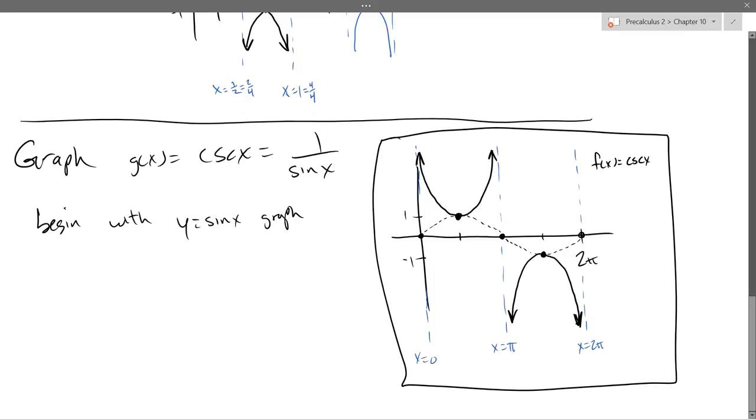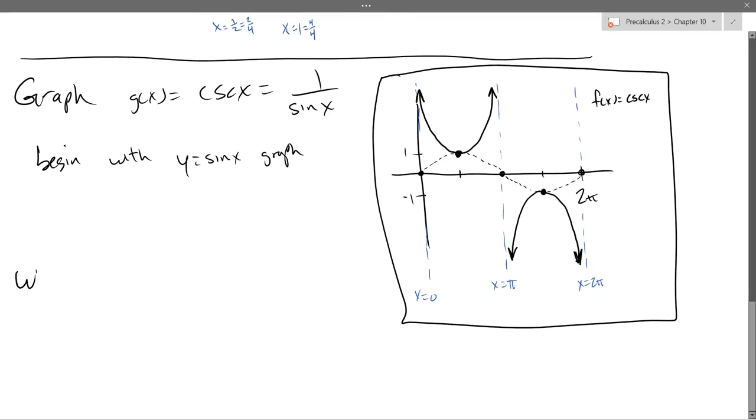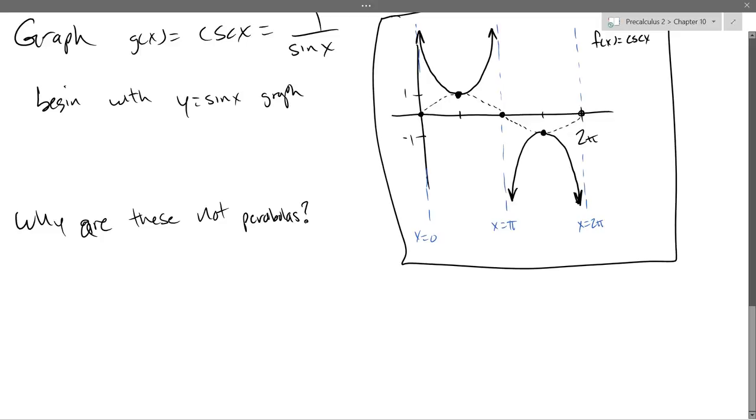I said this looks like a parabola, but it's not a parabola. So why are these not parabolas? I could say because I told you so, but that's not good enough. If you draw a parabola, you draw it probably almost the exact same way. Let's take the easiest parabola I know: y equals x squared.